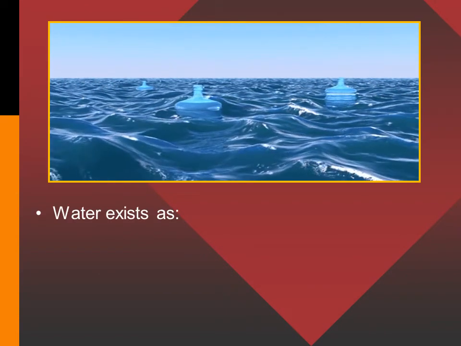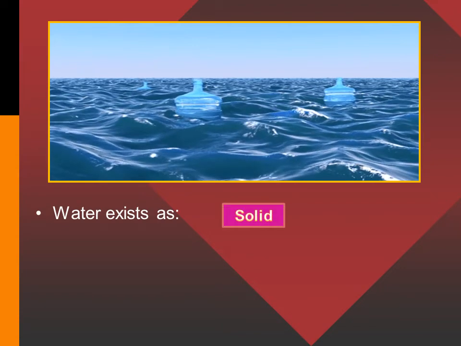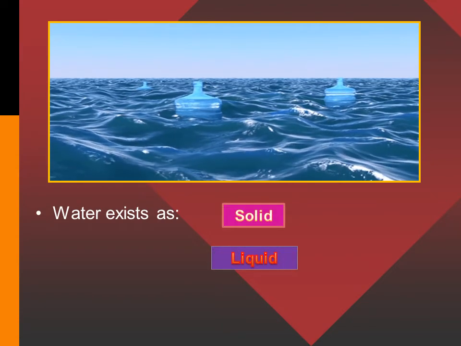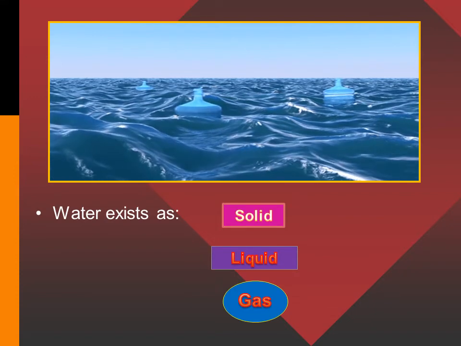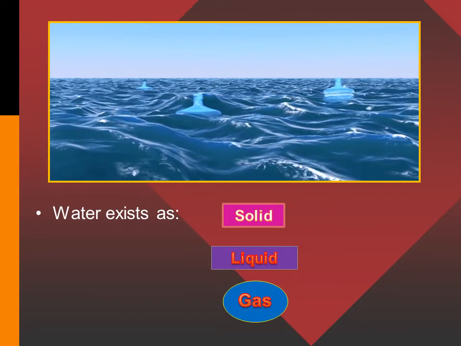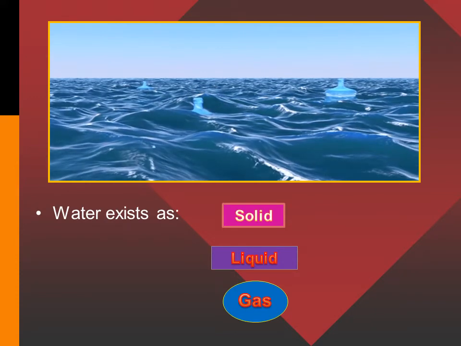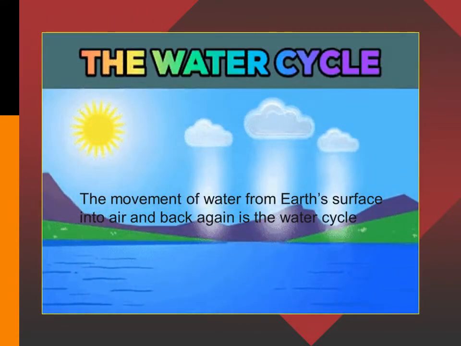So, you know that earth's water exists as solid, liquid and gas. So actually what is the water cycle? Did you know that there is no new water on earth? It all gets recycled and reused in a process that we call the water cycle.